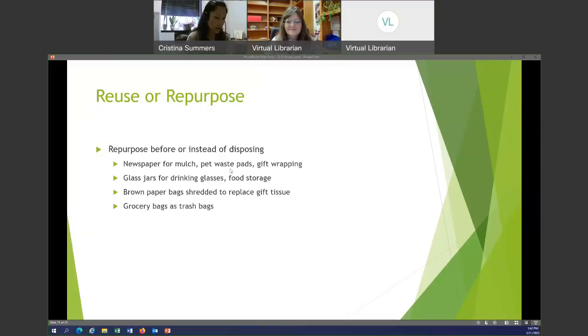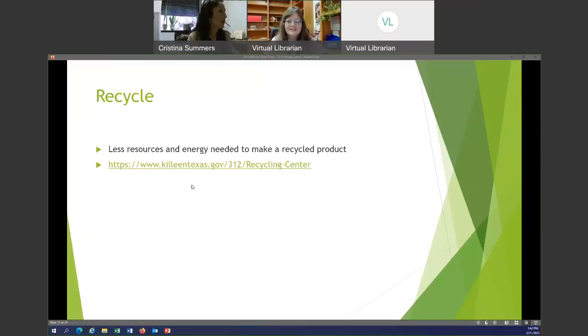So saucers. Let's see what else. Brown paper bags, yep, shredded to replace gift tissue. Yeah, I've done that, put it through a little shredder. Okay. Grocery bags and trash bags, y'all probably do that, right? Instead of buying trash bags, you reuse it a couple times before eventually it does have to get landfilled or recycled. Okay, yes, recycling. So basically, it's converting waste into reusable material, using it again.